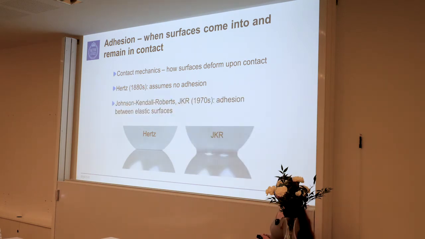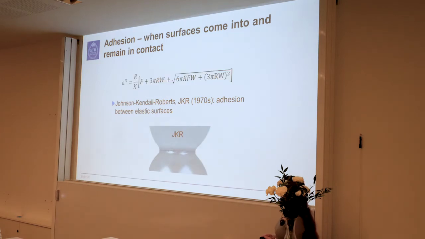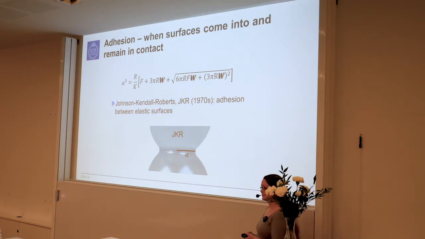Roughly 100 years later, the Johnson-Kendall-Roberts theory was presented, which is a model which describes the adhesion, or the deformation due to adhesion, between elastic surfaces. Here you see their equation. It relates the contact radius of this interface to the JKR work of adhesion. I will get into a little more detail about all the components of the equation later, when it becomes relevant to the data evaluation.